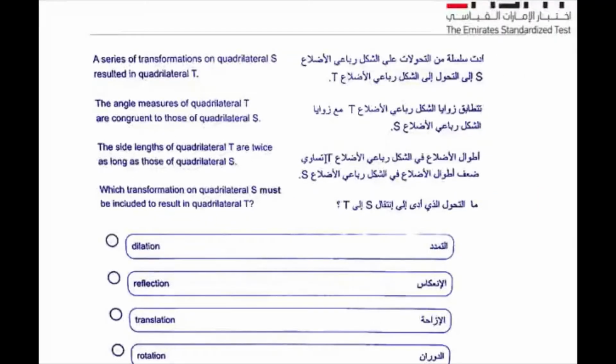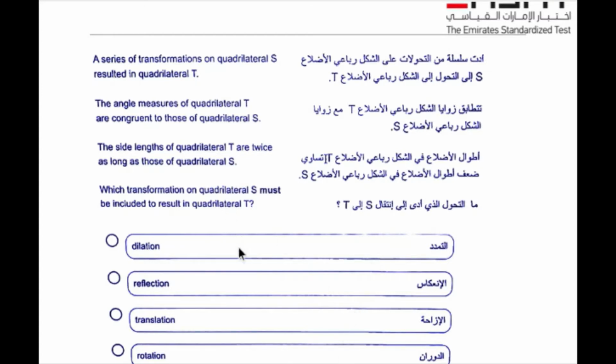A series of transformations on quadrilateral S resulted in quadrilateral T. The angle measures of quadrilateral T are congruent to those of quadrilateral S. The side lengths of quadrilateral T are twice as long as those of quadrilateral S. So, which transformation on quadrilateral S must be included to result in quadrilateral T? Is it a dilation, a reflection, a translation, or a rotation?